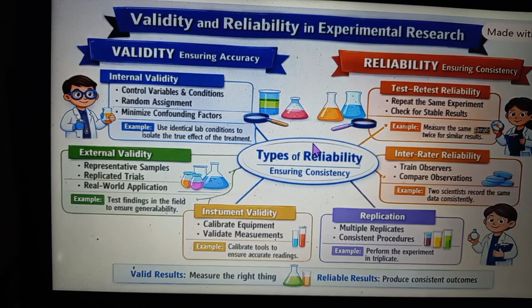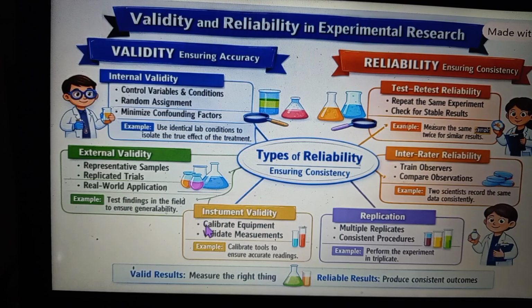For instrument validity, number one thing to improve instrument validity in experimental research is to calibrate all the equipment. Be sure that all the equipment is functioning well, and that the data or the results that you see in laboratory tools are all accurate. Kasi nga, kinakalibrate nyo siya every time that you use it. How to calibrate? Depende yon sa mga equipment, no? And you have to research how to calibrate that particular laboratory equipment.